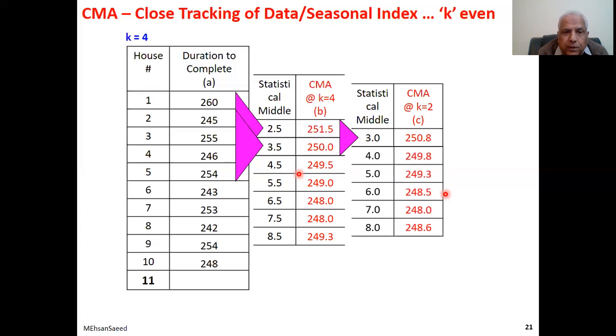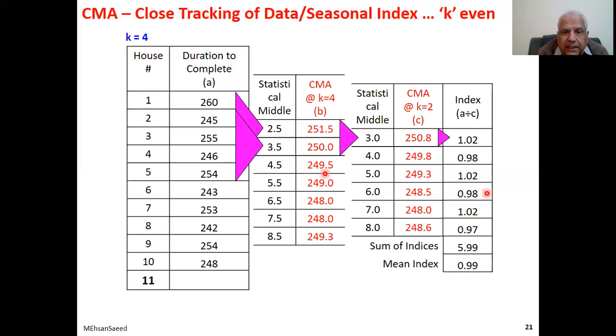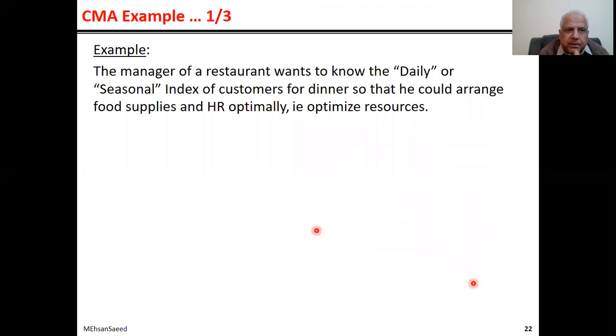We can continue and work out the rest. Now we can find out the indices. Again, take the mean, which comes to 0.99. Okay, just keep this concept, this technicality in mind, and let's do an interesting example.